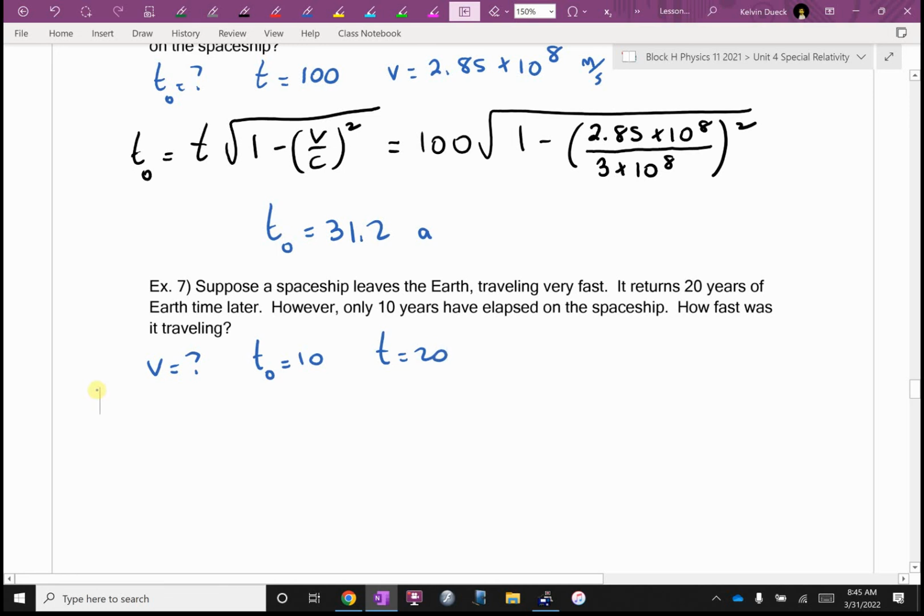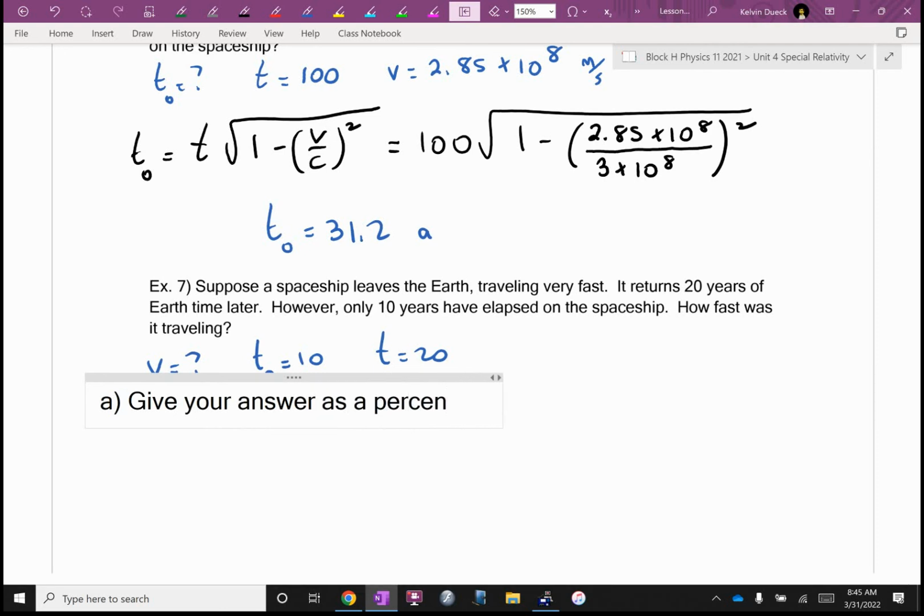If you don't mind, could you go part A, give your answer as a percentage of C. What's C in a brief for? Okay, so you can read, give your answer as a percentage of the speed of light, but why would I write out the speed of light when I got a lovely brief? So write that as a little part A.